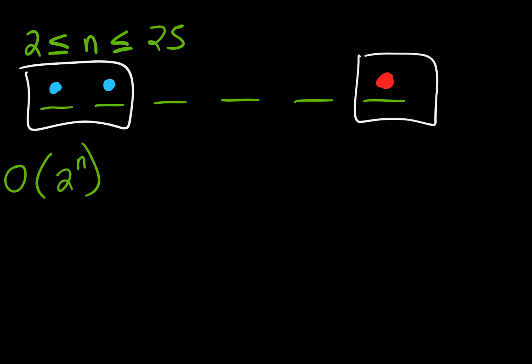All right. So yeah, that'll solve the problem when n's up to 25. But we have quite a ways to go here. We got to go all the way up to 200,000. So this is going to be a bit tricky.